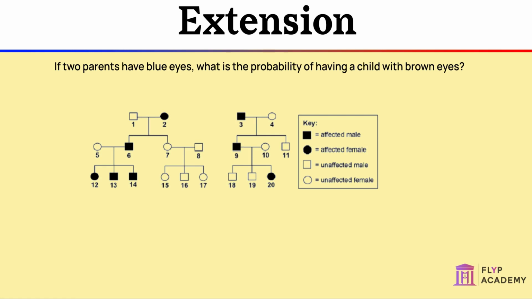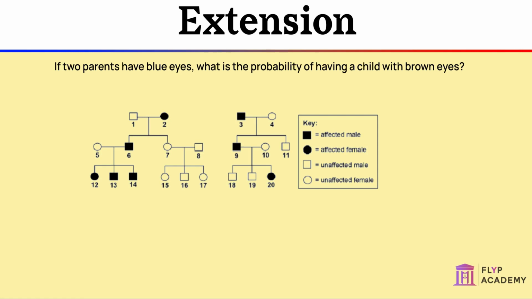Person 1 is an unaffected male, so must have the genotype aa, as there is no dominant allele present. Person 2 is an affected female, so could have the genotype Aa, or AA. We would need to look at the offspring to decide.